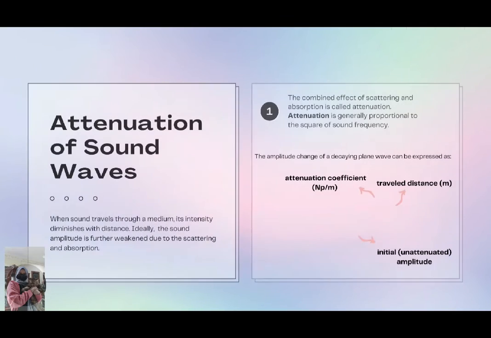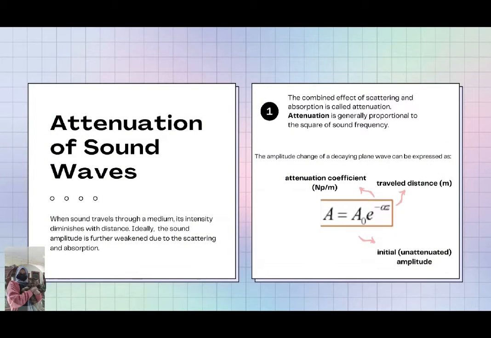And then we continue with the attenuation of sound waves. Attenuation means the combined effect of scattering and absorption. Attenuation is generally proportional to the frequency. This is the formula: A equals A naught, e to the power of negative alpha z.